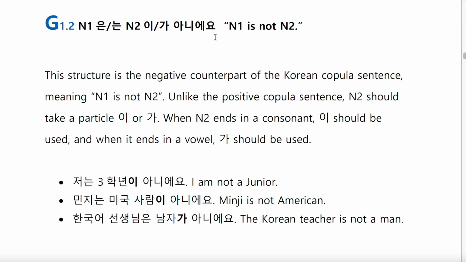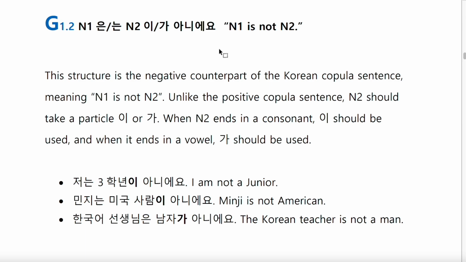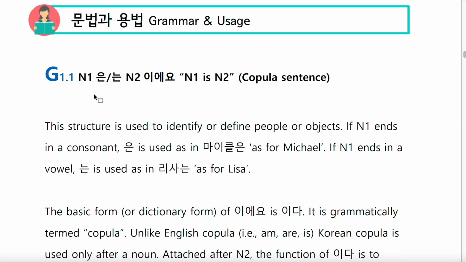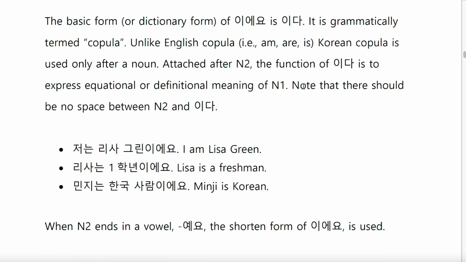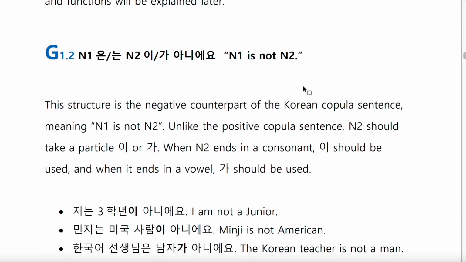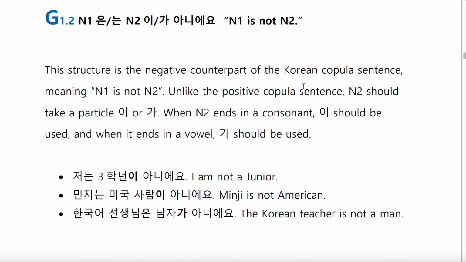So page 11 of your textbook. Last time we talked about this structure N1 은/는 N2 이에요, which is N1 is N2, 그랬죠? So this is a copula sentence. And what we are going to talk about today is the negative counterpart of this structure. So this structure means N1 is not N2, 그렇죠?